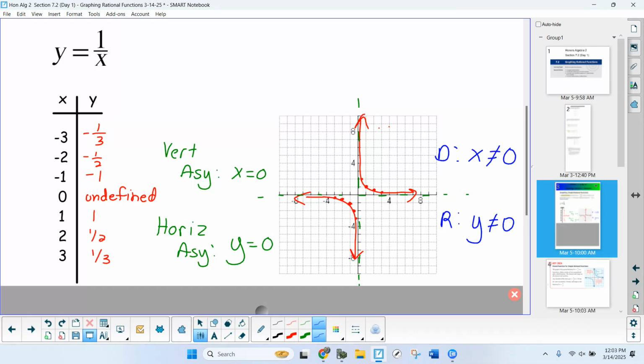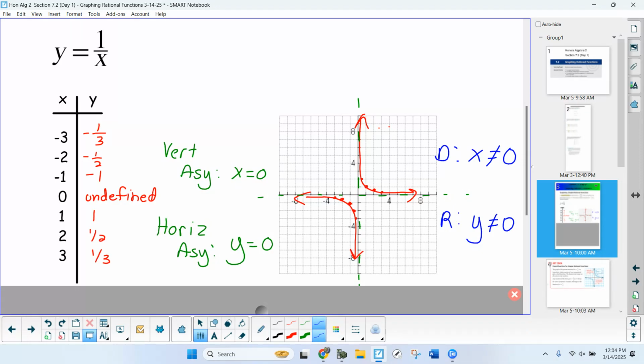Another important thing to know is what affects the horizontal asymptote. If I shift it which way? Up or down, right? If I shift it up 3, my horizontal asymptote is now at y equals 3. If I shift it down 2, my horizontal asymptote is now at y equals negative 2.